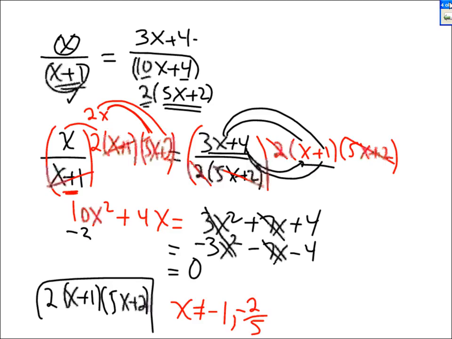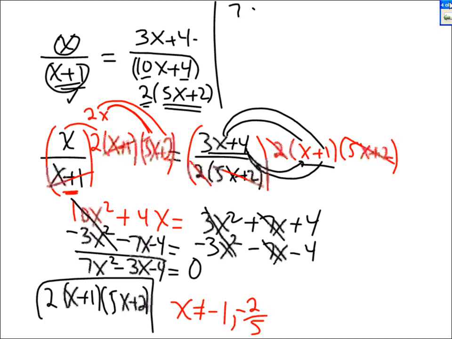The left side, take away 3x squared, take away 7x's, take away 4. I'm going to have 7x squared minus 3x's minus 4. Now that's the equation I have to factor. 7x squared minus 3x minus 4 is 0. I multiply those two numbers and I get negative 28. Now I want two other numbers that multiply out to negative 28 but add up to negative 3.